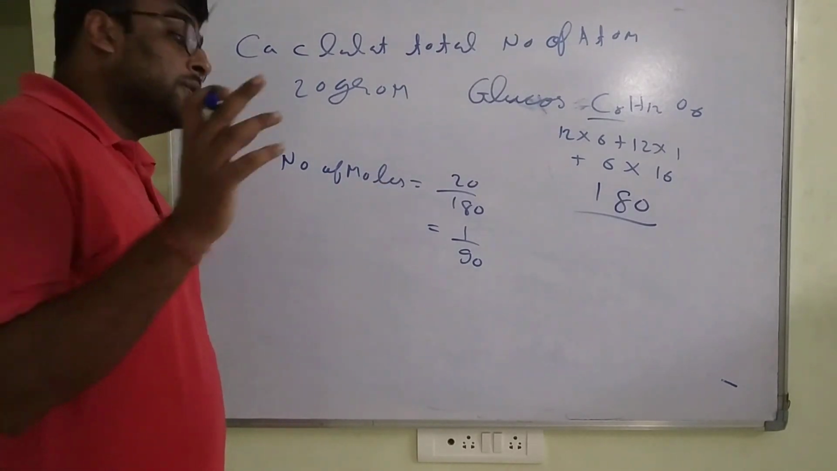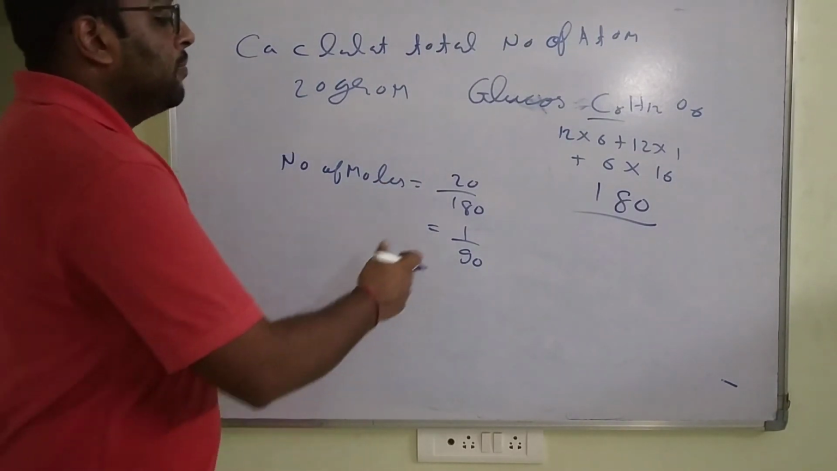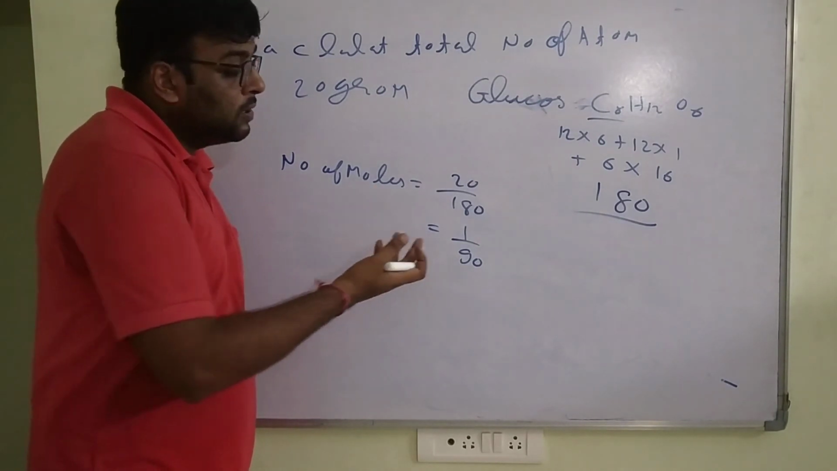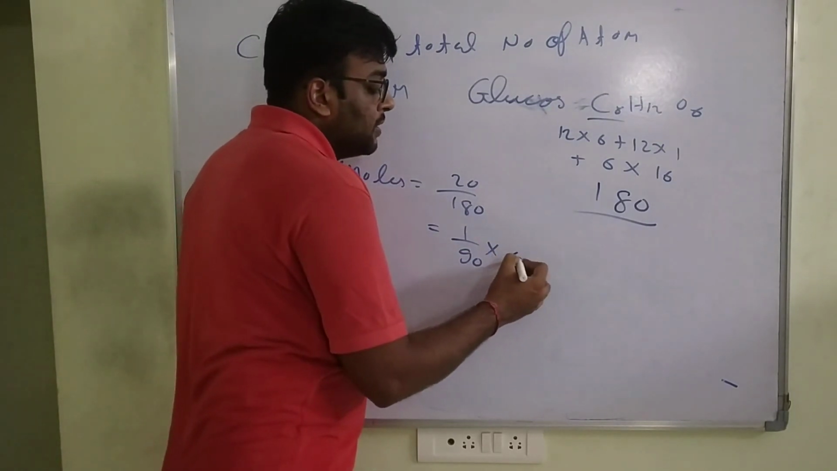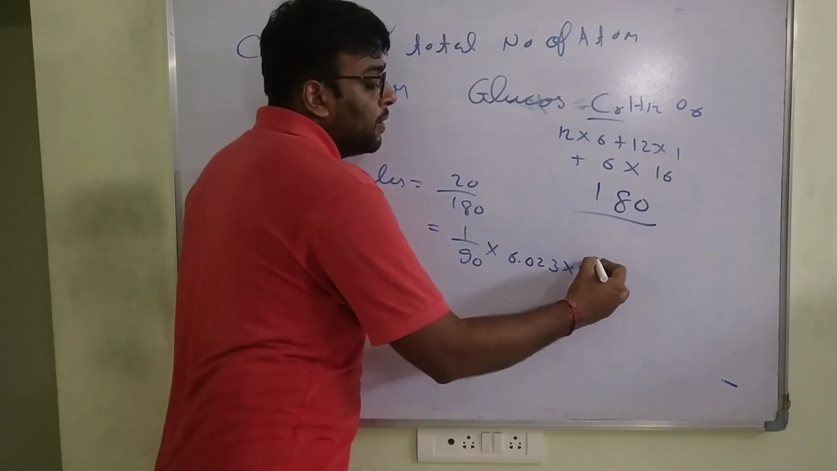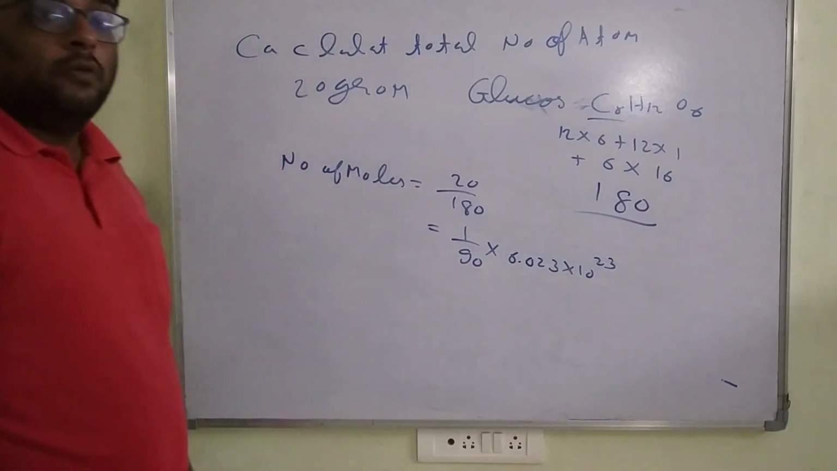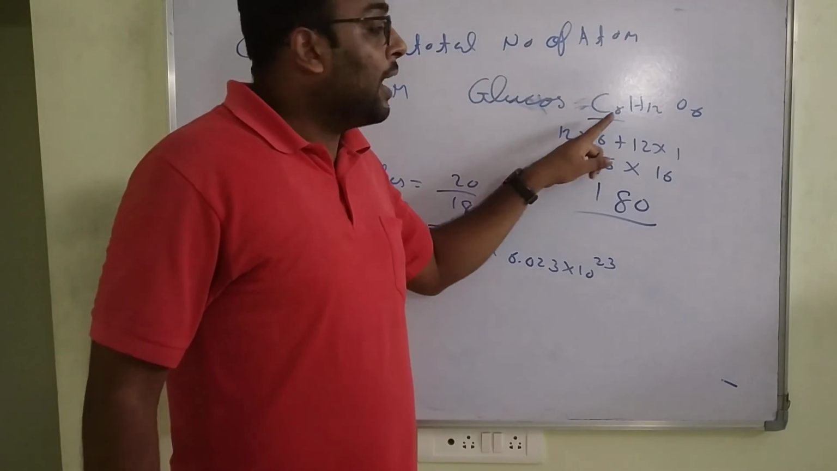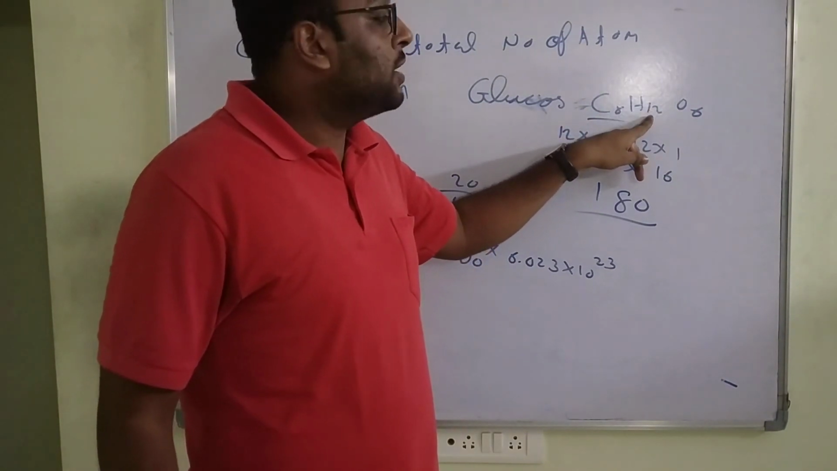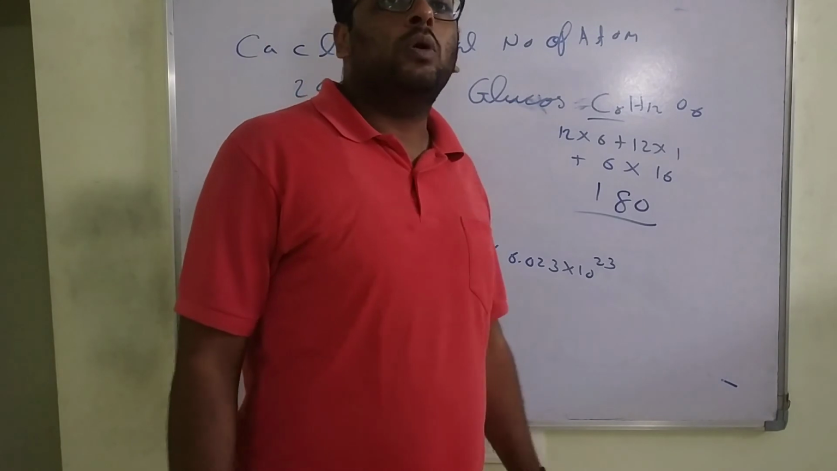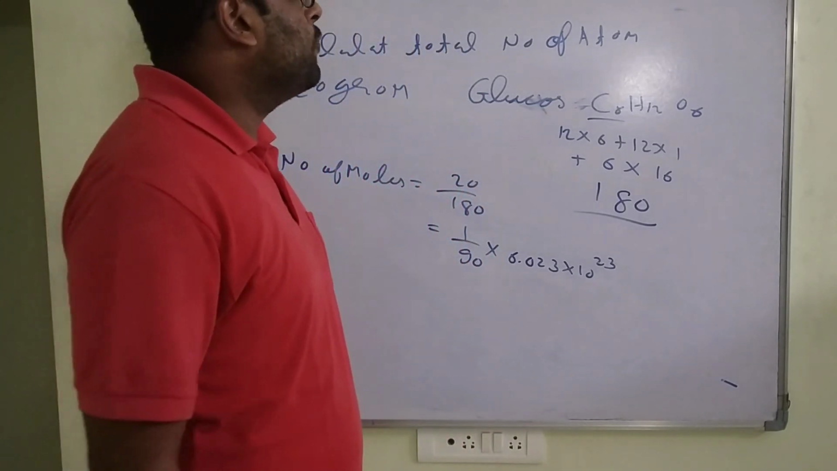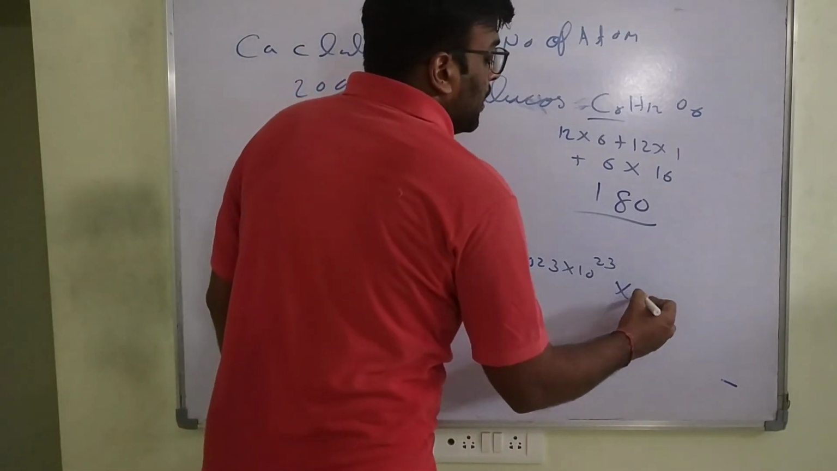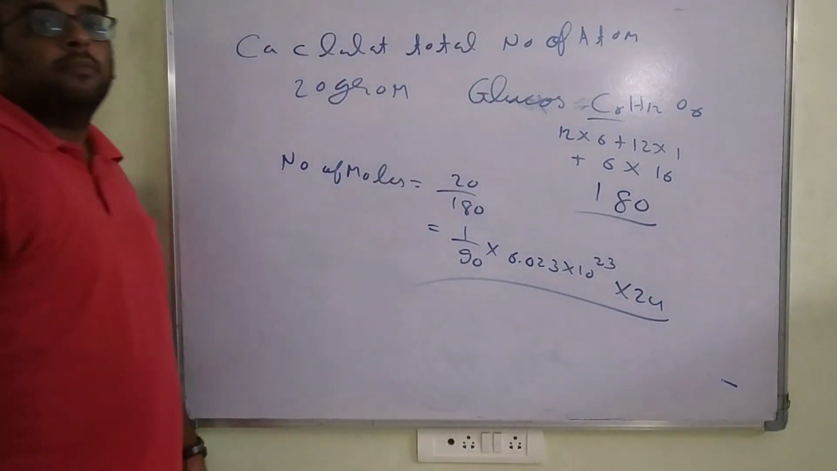First of all, we have to calculate the molecules. How can we calculate the molecules? Multiply by Avogadro number, since we know that one mole equals Avogadro number. 1 by 90 multiplied by 6.023 into 10 raised to power 23. Here we calculate the molecules. Look over here, how many atoms? Carbon has 6 atoms, hydrogen has 12 atoms, and oxygen 6. How many in total? 24. One molecule has 24 atoms. These molecules, how many atoms? Multiply by 24.